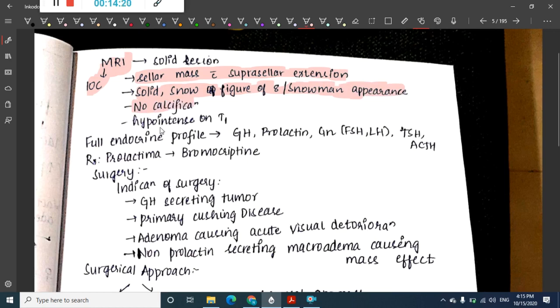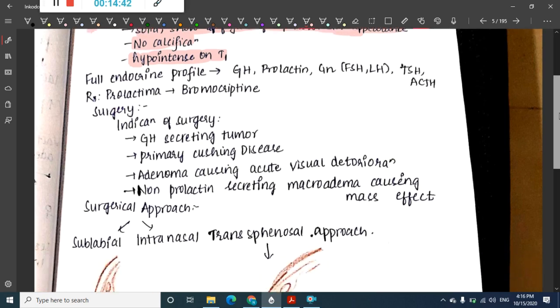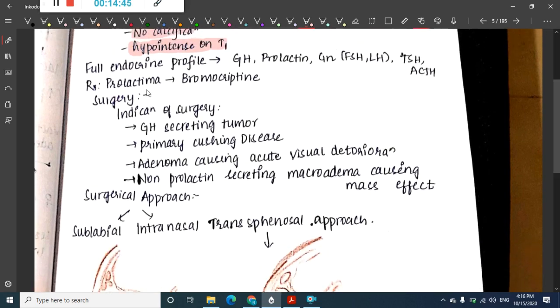Here in pituitary adenoma you will not see any calcification, and you will see hypointense lesions on T1 in MRI of pituitary adenoma. Then you should do a full endocrine profile: growth hormone, prolactin, gonadotropins like FSH, LH, TSH and ACTH, all these should also be done. And then the treatment depends upon the type. For example, if we are dealing with prolactinoma, then you can give bromocriptine to decrease the prolactin production, because bromocriptine is a dopamine agonist, and that will inhibit the prolactin.